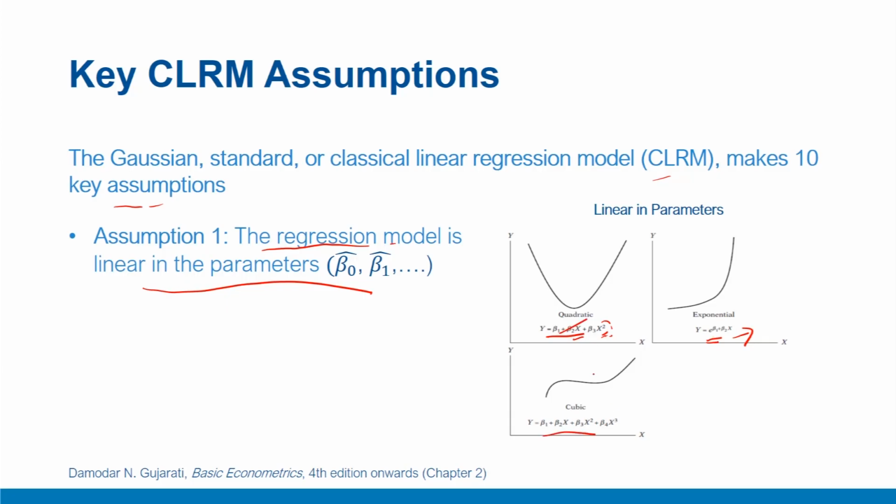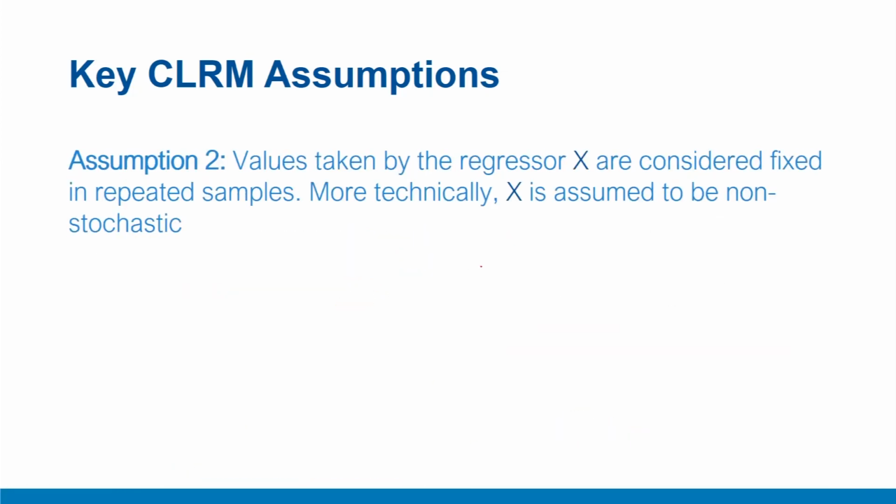Look at this expression. Earlier we had a quadratic expression where the x square term was there. Here we have an x cube term, but still it is linear in parameters and therefore can be directly estimated through the classical linear regression model. The second assumption here is that the values of x in repeated samples are fixed. That means they are not stochastic.